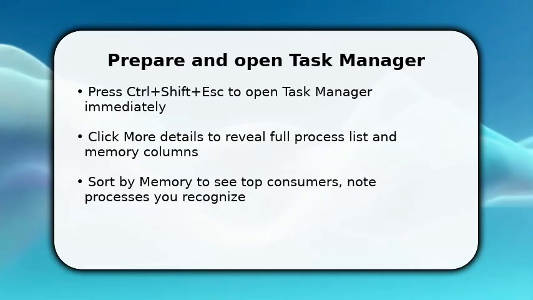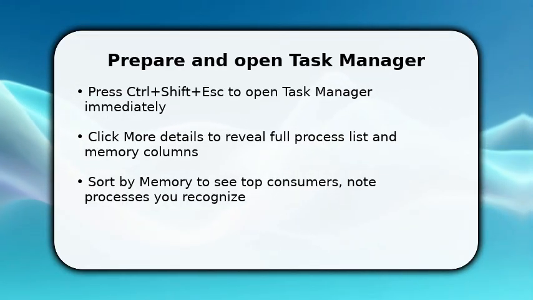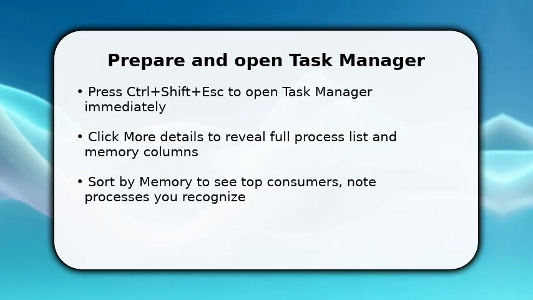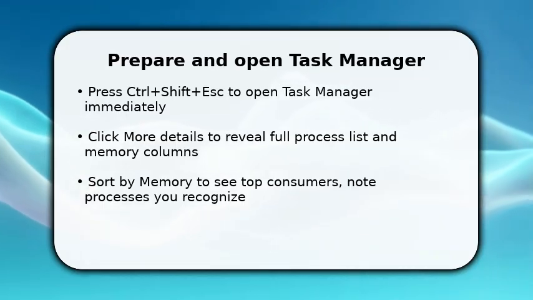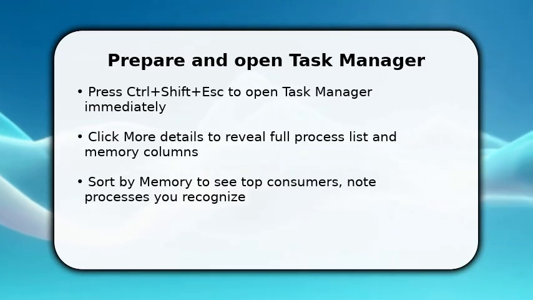You start by opening Task Manager with Ctrl plus Shift plus S so you can act fast. Once it appears, click More Details to expand. This reveals memory usage and process names. Make sure to sort by memory so the largest consumers bubble to the top.